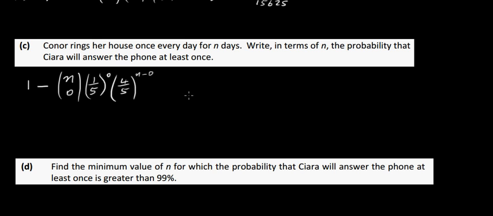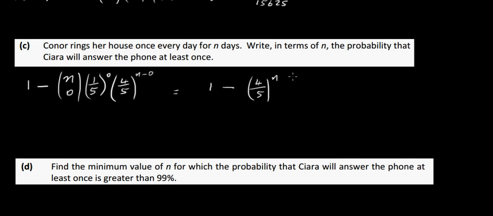Okay, so when you work this out, you will get 1 minus n choose 0. n choose 0 is just 1. 1/5 to the power of 0 is 1 as well. Anything to the power of 0 is 1. So what do we end up with here? We end up with 4/5 to the power of n.